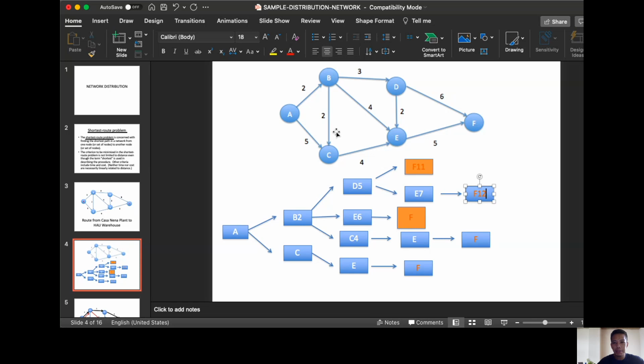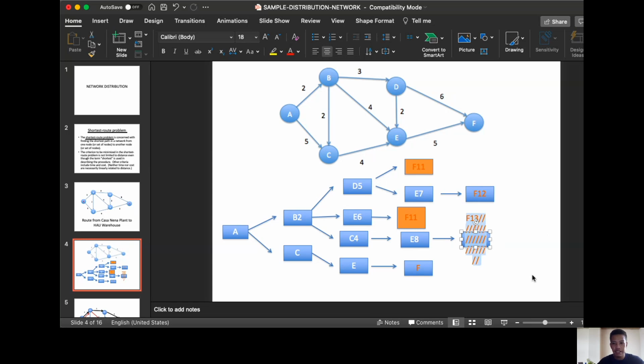Now let's take another option. From B to E, that's 2 plus 4, E6. And then E6 plus 5, this is 11. And then the route of C. C4 plus 4 going to E, this is E8. And then from E plus 5, this will be 13. So we have explored all routes concerning B.